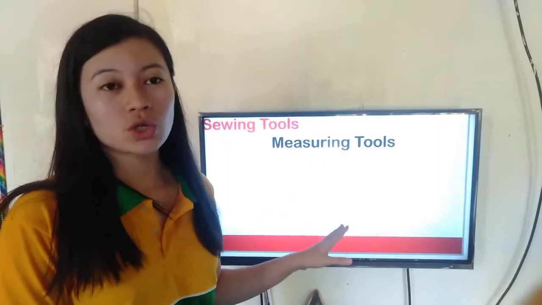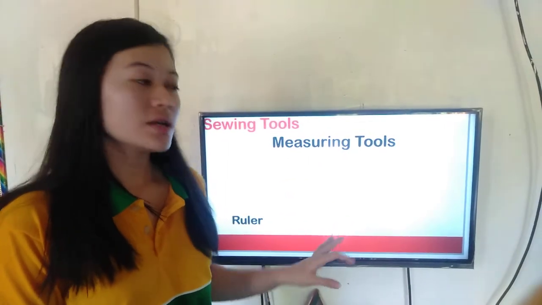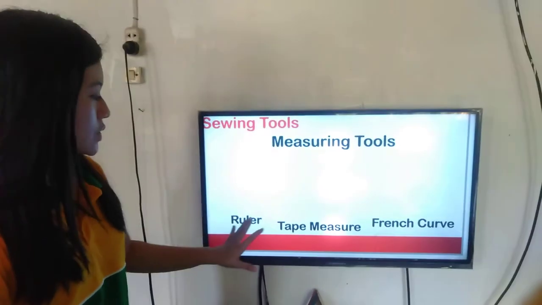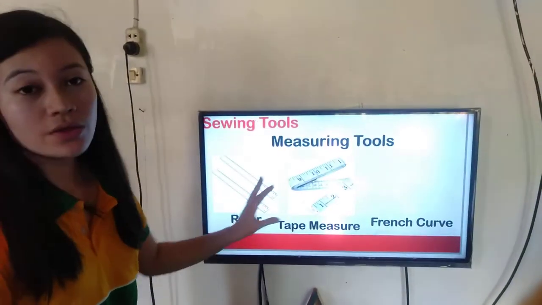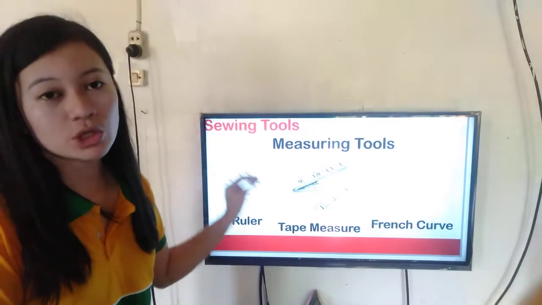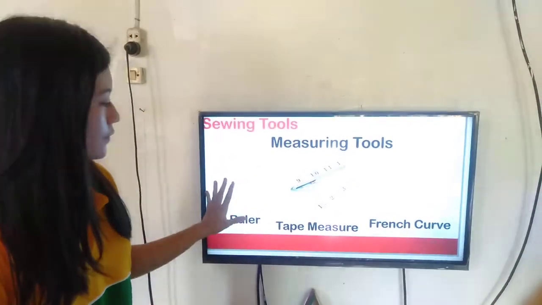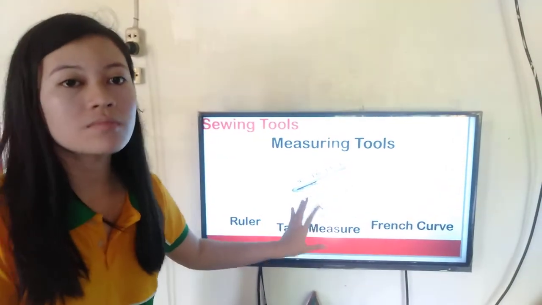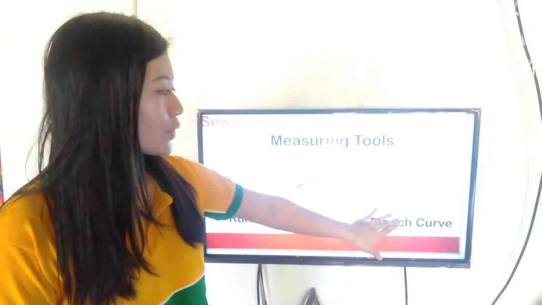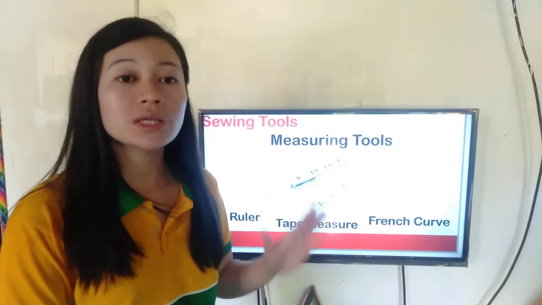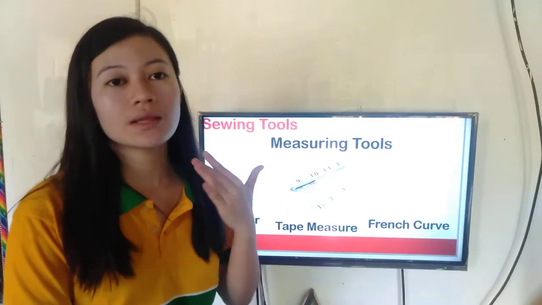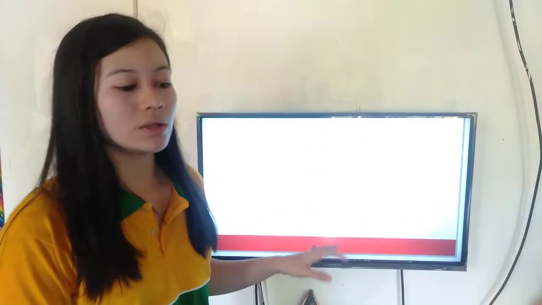In this classification, we have 3 tools. They are ruler, tape measure, and French curve. So ruler and tape measure, they are both used for obtaining measurements. For ruler, handy sewing materials, and for tape measure, body measurements. And for French curve, this is used for obtaining measurements that are in curved areas like armhole and neck hole.